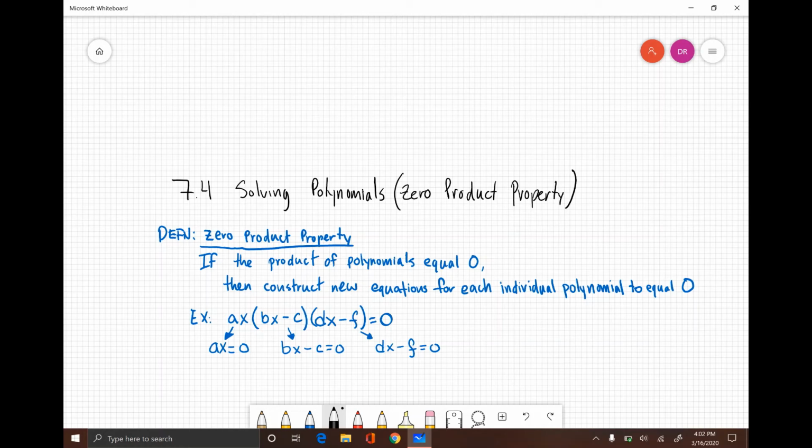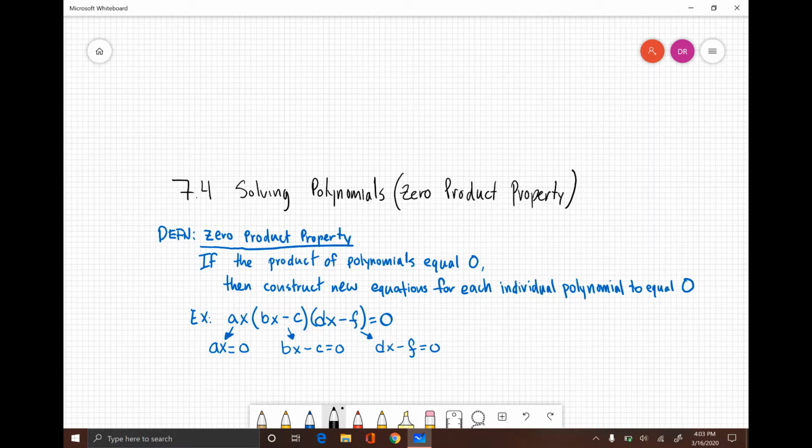All right. In this lesson, we will be learning how to solve polynomial equations using the zero product property. One of the things you want to make sure you understand is that to use the zero product property, you have to have polynomials that are in factored form, or in other words, a product of polynomials, a bunch of polynomials that are being multiplied together and are equal to zero at the very end.